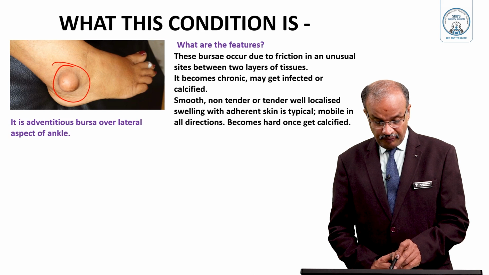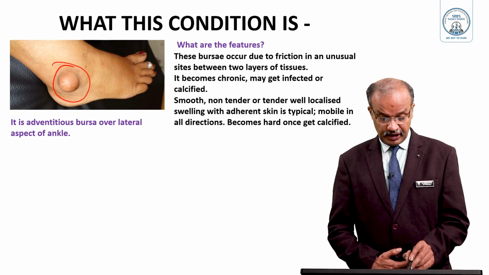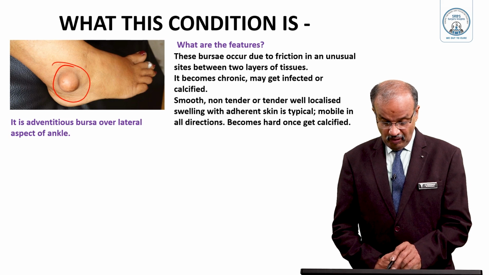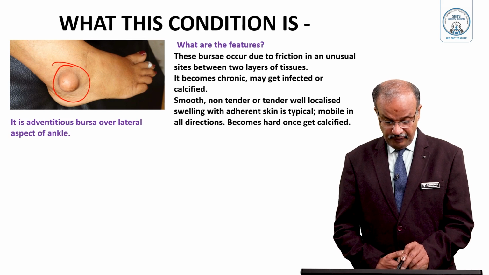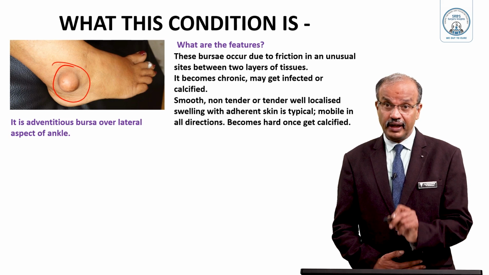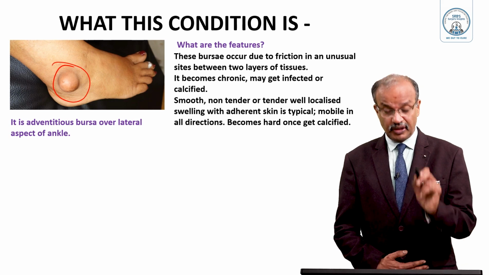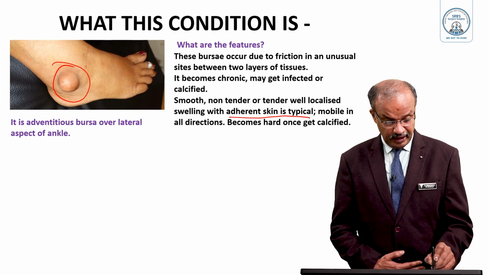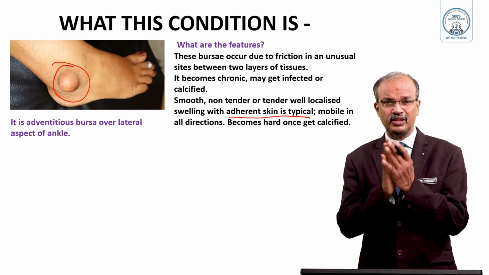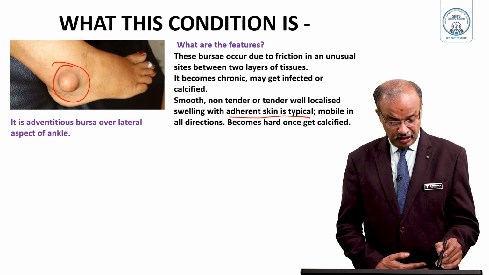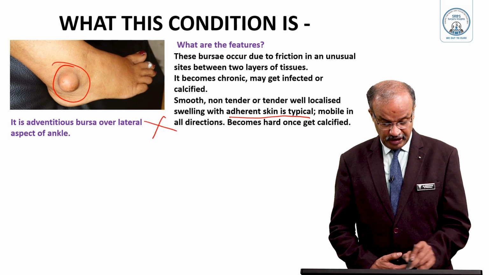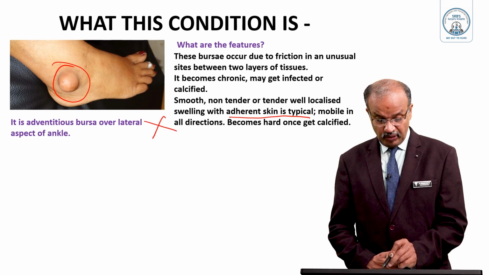It becomes chronic, and often may get infected, often get calcified. It is a smooth, well-localized swelling, tender when it gets infected, otherwise non-tender. It is adherent to the skin, because usually there is some amount of inflammation, so it is difficult to pinch actually. It is mobile in two directions, and becomes hard once it gets calcified.